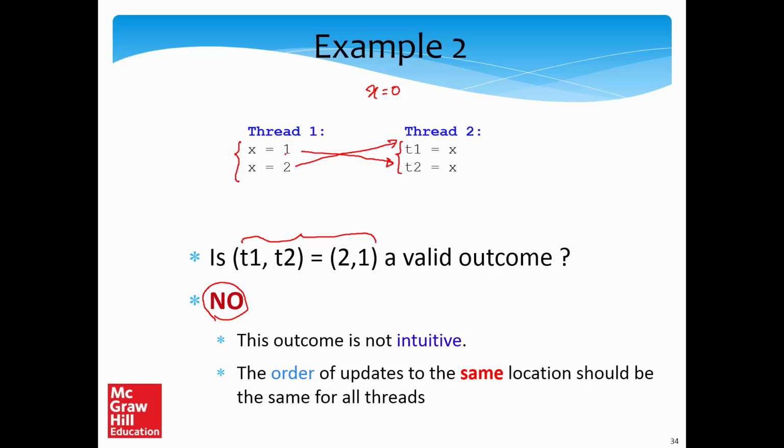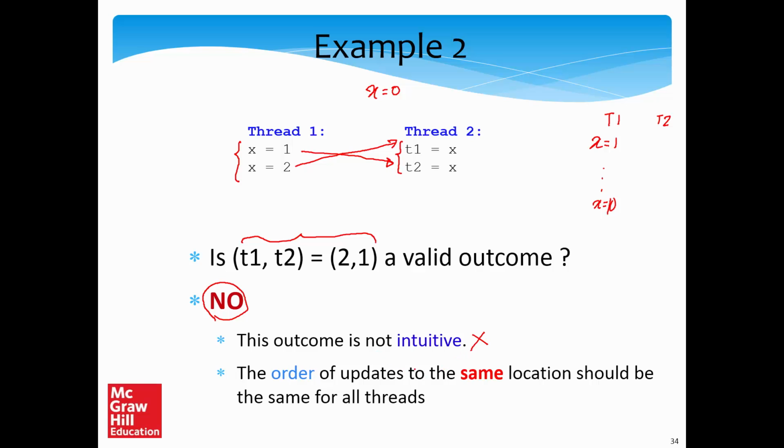Because if we expect that x equals 1 and x equals 2 have been written in this order by the same thread, then we also expect to read it in the same order, right? There's no reason why we would expect to read it in a different order. So this outcome is definitely not intuitive. Otherwise, thread 1 would write x equals 1 and then x equals 10, and thread 2 might read it in any order if we allow such outcomes. The outcome is not intuitive, so we will not allow it.